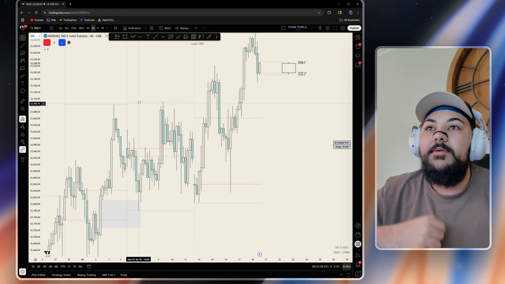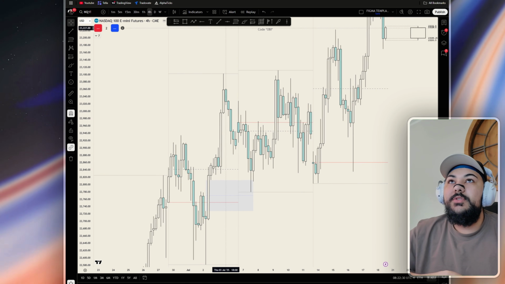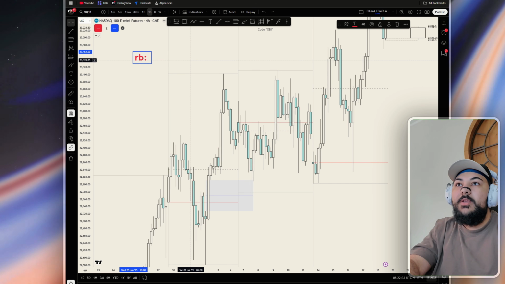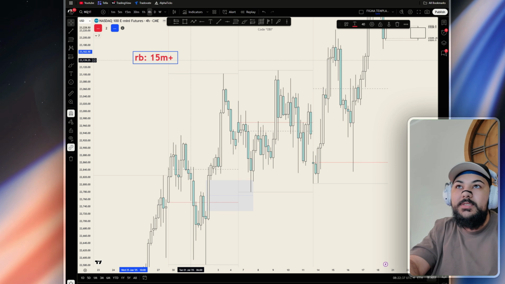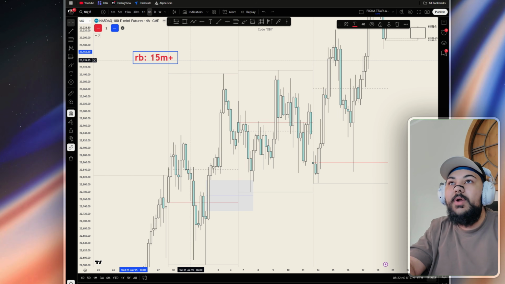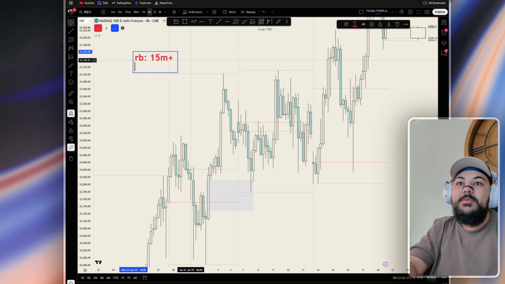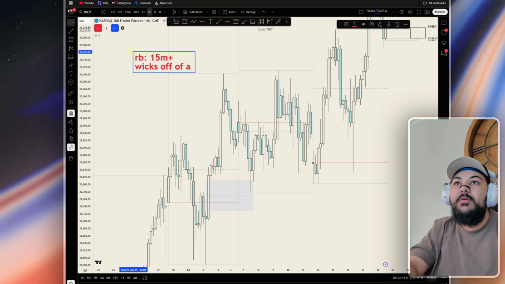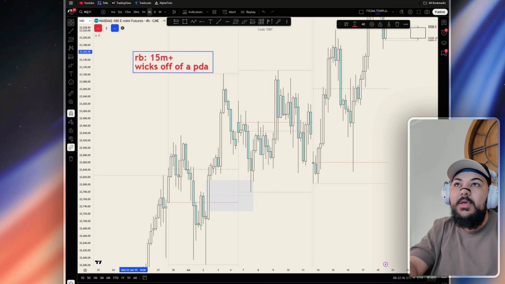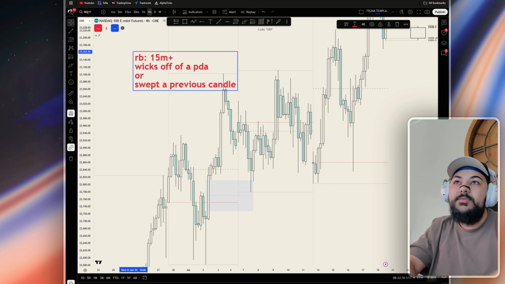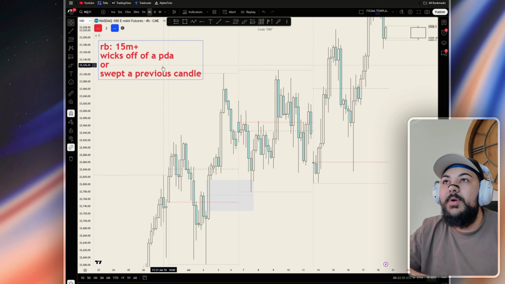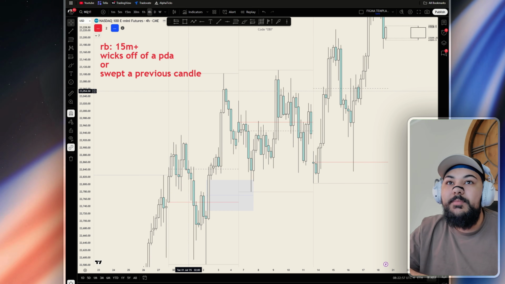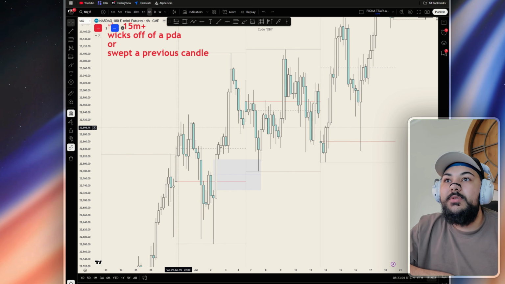So a rejection block, there's two things you want it to do, right? You need it to be on a higher time frame, so 15-minute time frame plus, preferably the hourly or 4-hour, and you want it to be a candle that wicks off of a PD array, okay? Or it could have swept a previous candle. The one we're going to focus on is where it wicks off a PD array. This is higher probability than just a sweep. So I'm going into this right now on the 4-hour time frame.